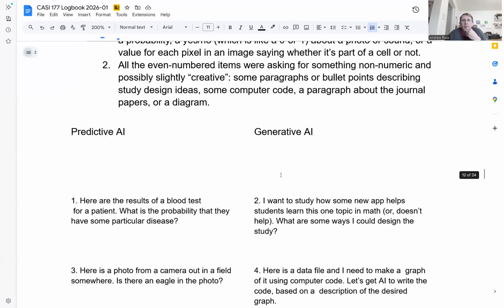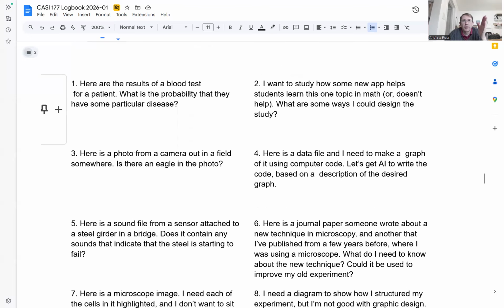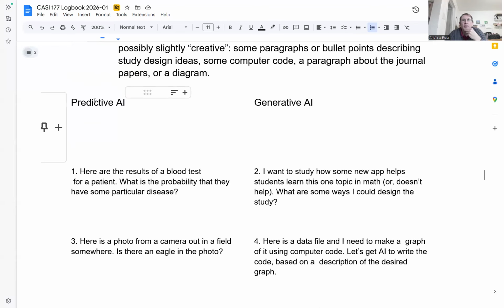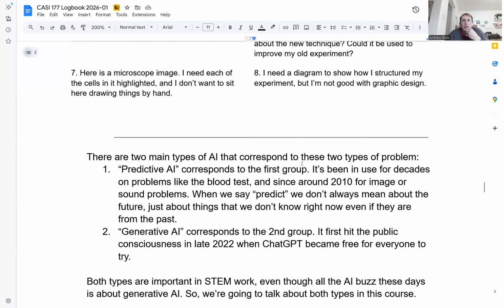So here I've put them into two columns with all the kind of yes, no, probability number things in the first group, and all of the more sort of creative language oriented things in the second group. And I've titled the first group as predictive AI and the second group as generative AI. So let's talk about those labels.